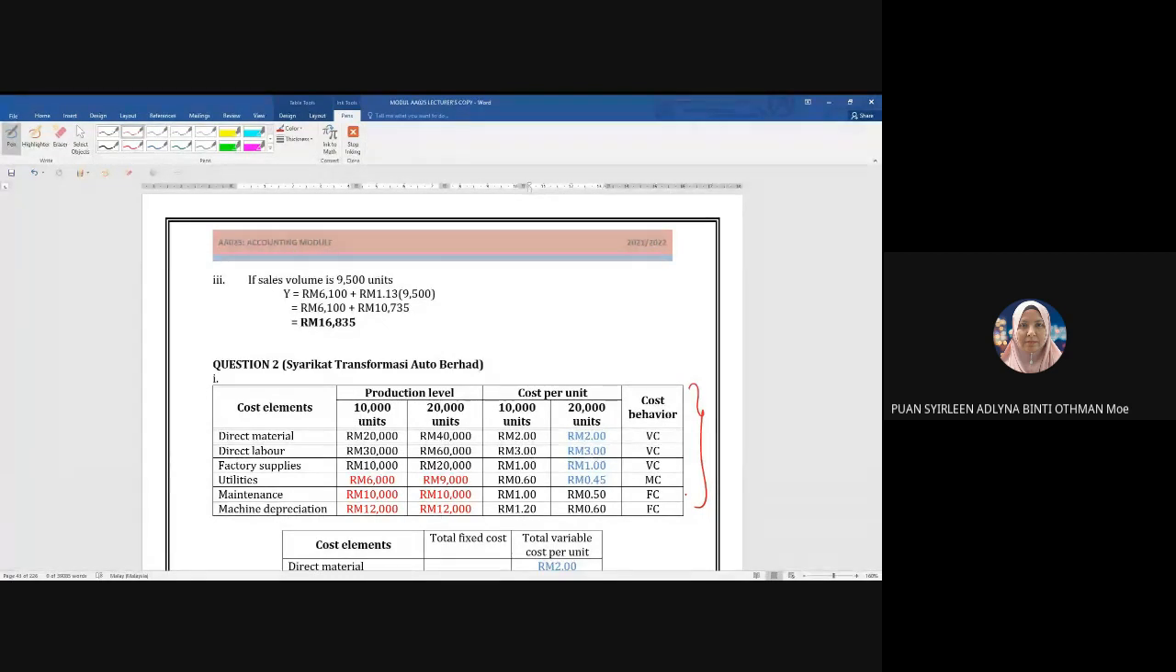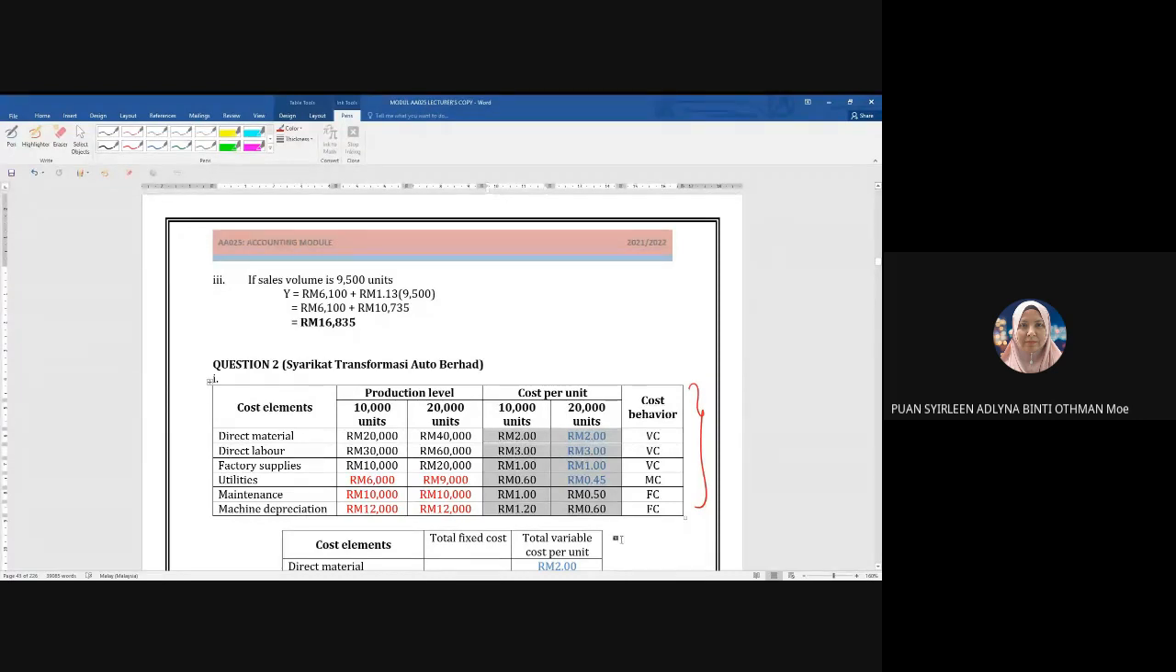So you don't need to show me the calculations. You can calculate outside. Okay, so you will come out with these answers. So this is the cost per unit for 10,000 units and also 20,000 units.